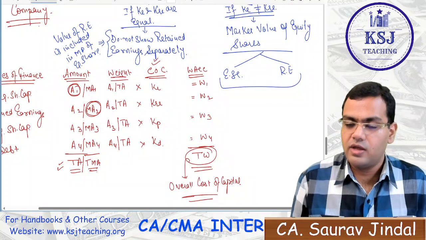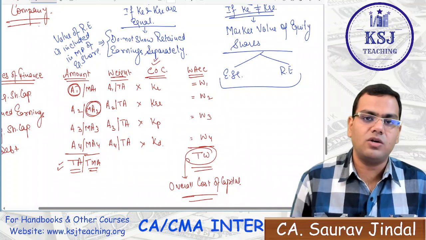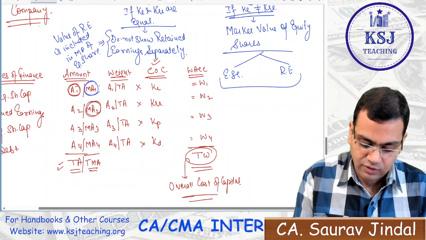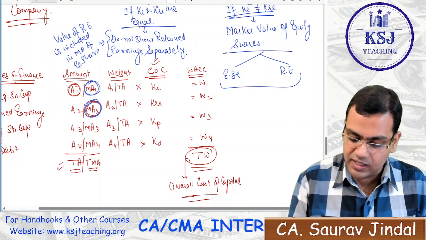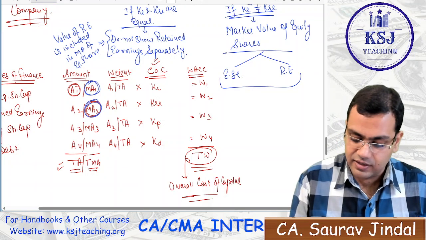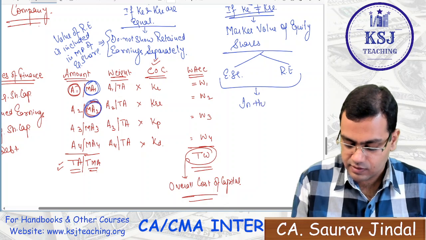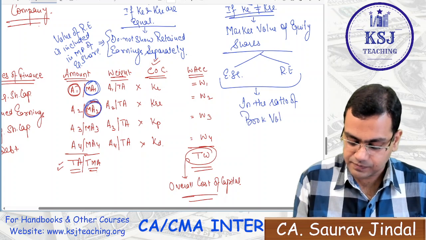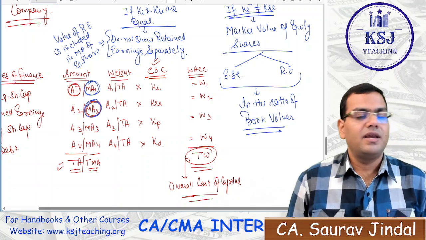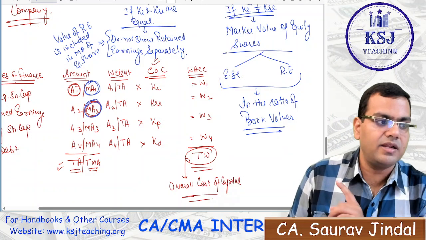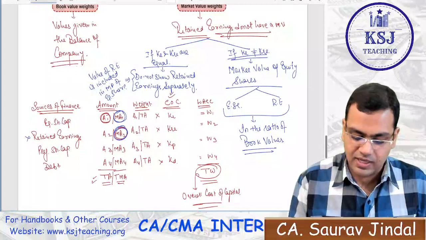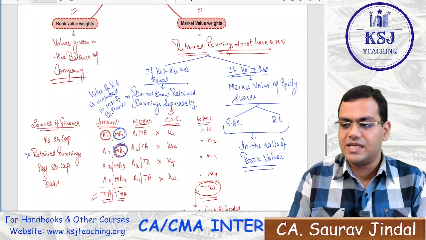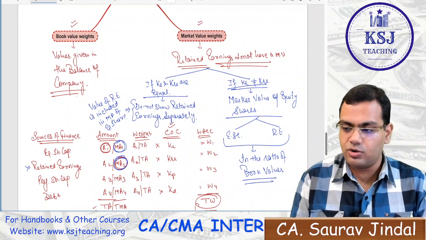In which ratio? Let's say the market value is 10,000 shares into 125. That is the market value of the equity shares. It is to be distributed between equity share capital and retained earnings in the ratio of book values. The book values will be available with you, sir. So this is how the overall cost of capital is to be calculated. More or less the format remains same. How to deal with the book value, how to deal with the market value.